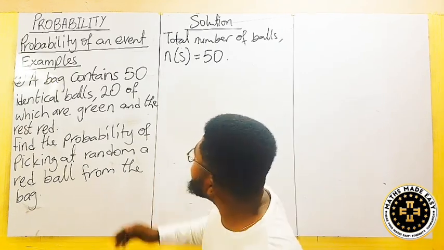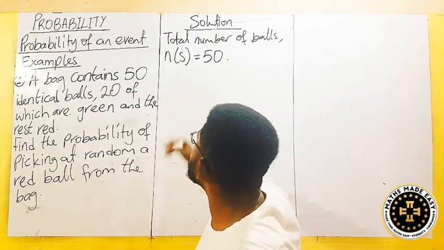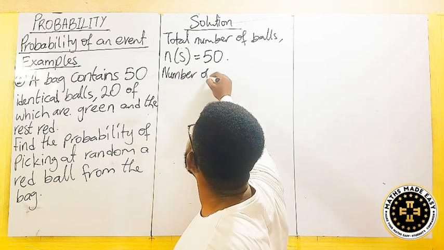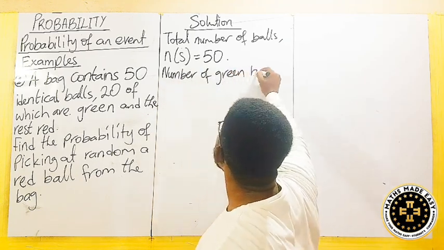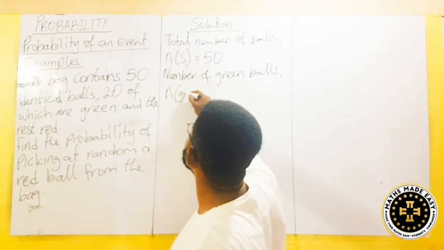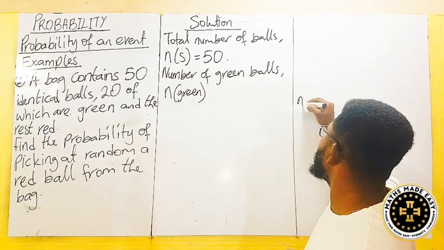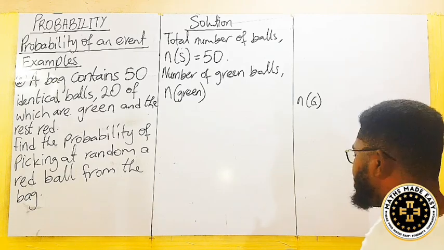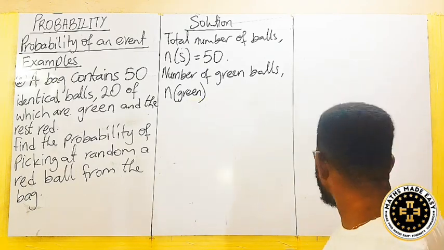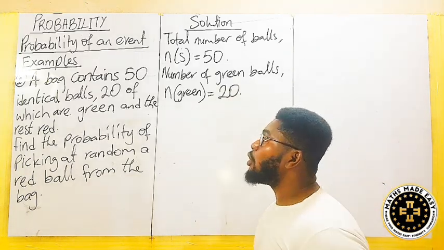Okay, let's continue. Now it says that 20 of which are green. So the number of green balls, I'll call that one n of green. Let me use green so that you see green. You can also use J, I mean n of J, J to represent the green. But I want to write the full word for now. So number of green, how many greens do we have? We have 20 green balls.